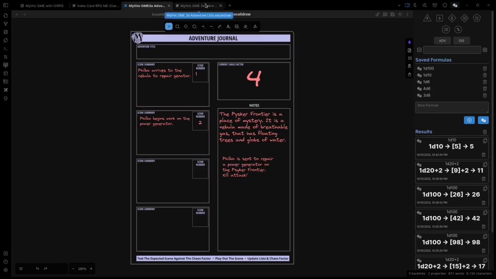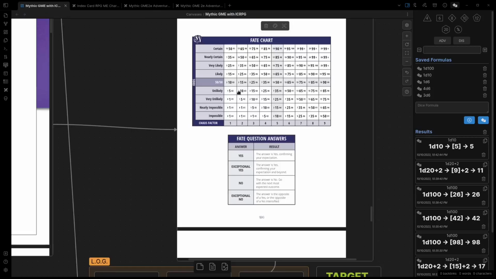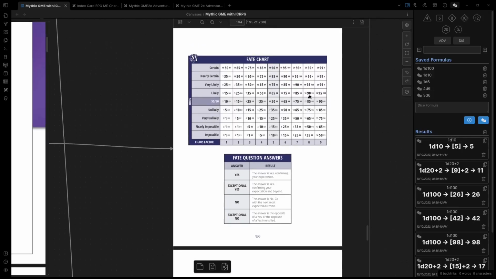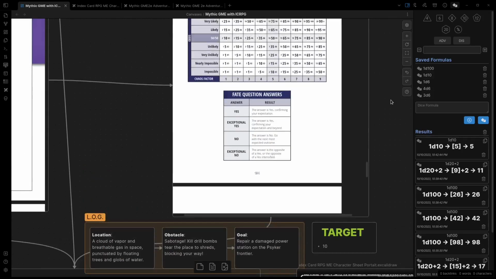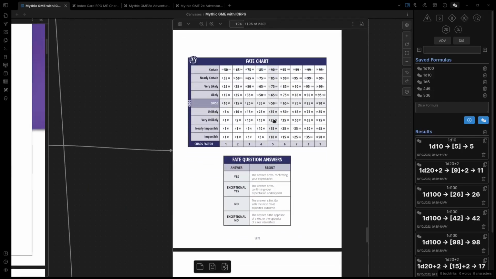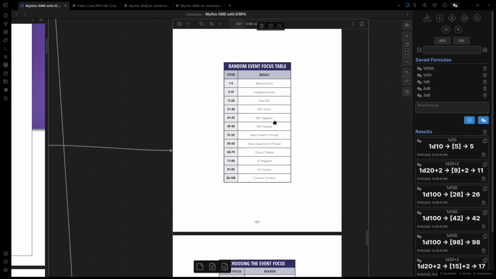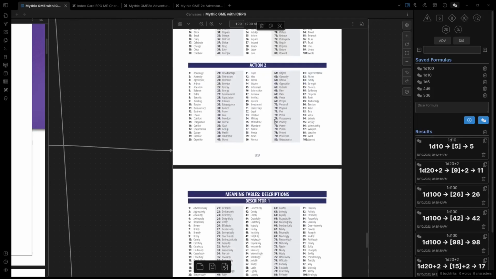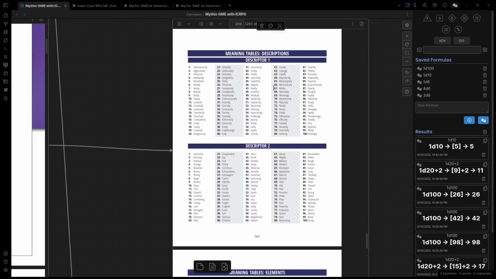So what kind of state is the power generator in, that it's broken? Let's ask the elements tables instead of the fate chart. We're going to get a description. So, descriptor 1. 75 offensively. Ooh. 95 offensively. Valuable.